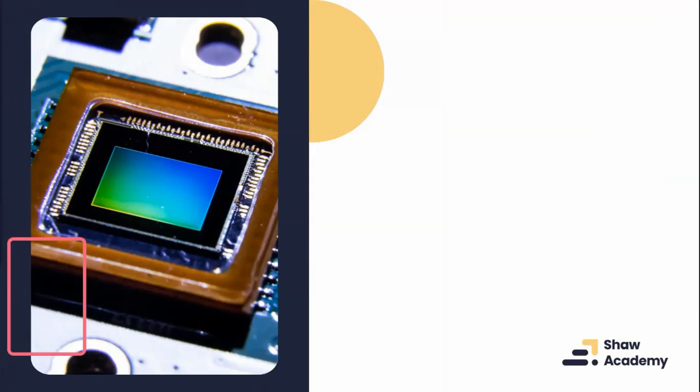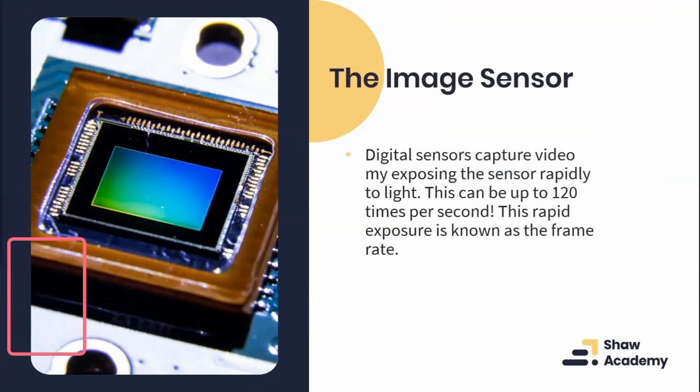Now, of course, everything is digital. So when it comes to recording, everything's recorded onto our digital image sensors, and they record by exposing rapidly to light. This can be up to 120 times per second. So that would be 120 FPS, where it's capturing an image. You can just think about that, 120 times per second it captures an image. So that's incredibly rapid. And we would use that type of frame rate for doing super slow motion playback afterwards. So that is known as the frame rate.